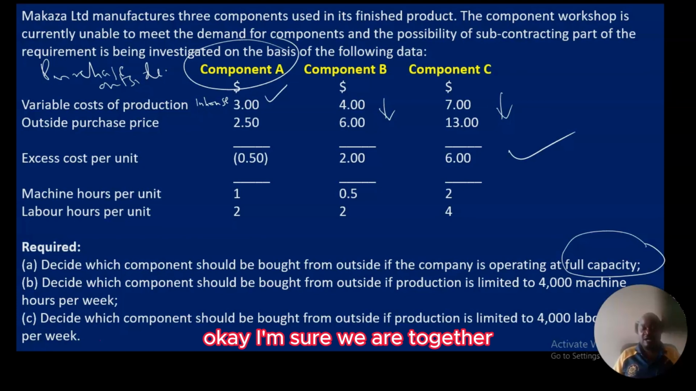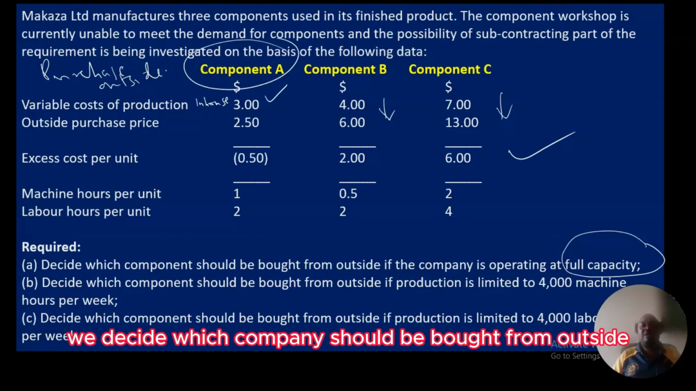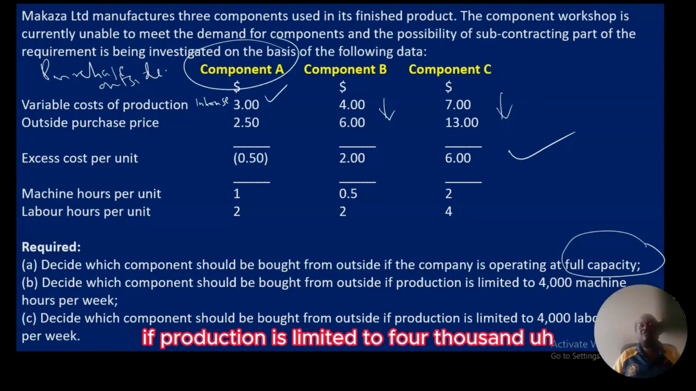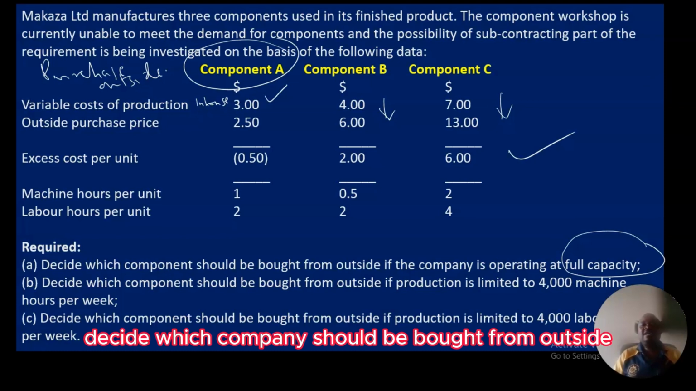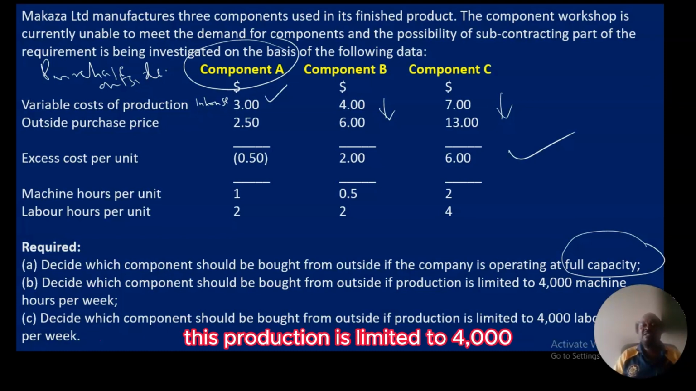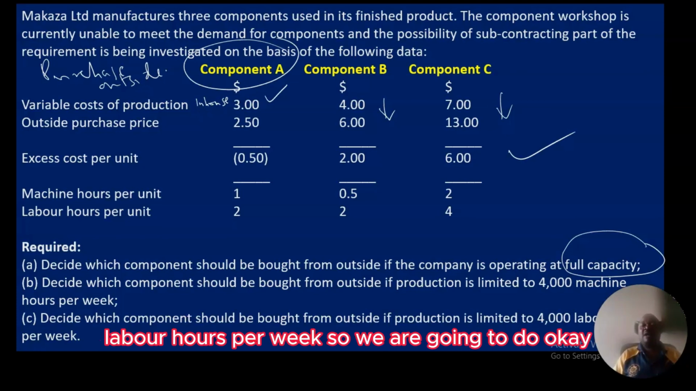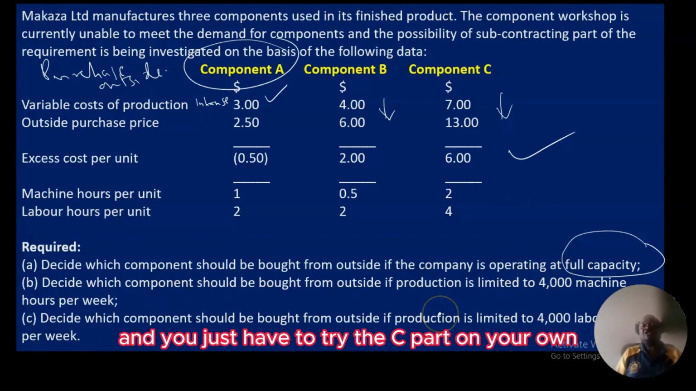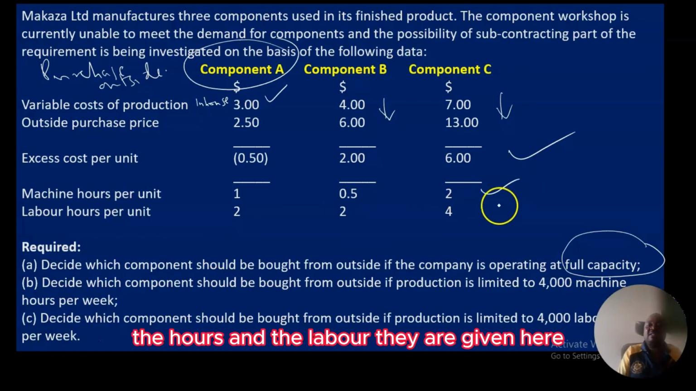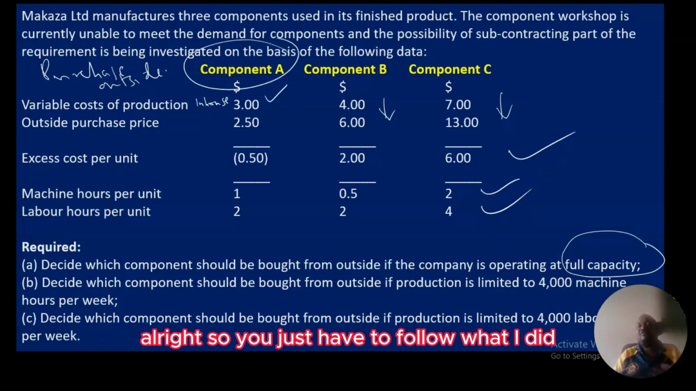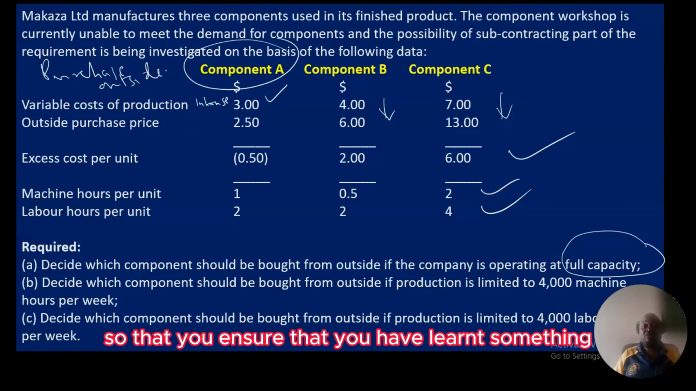Okay, I'm sure we are together. Then B, decide which component should be bought from outside if production is limited to 4,000 machine hours per week. And then C, decide which component should be bought from outside if production is limited to 4,000 labor hours per week. So I'm going to do the B part, and you just have to try the C part on your own, but you'll be using the same technique. Remember that the hours and the labor are given here. You just have to follow what I did so that you ensure that you have learned something.